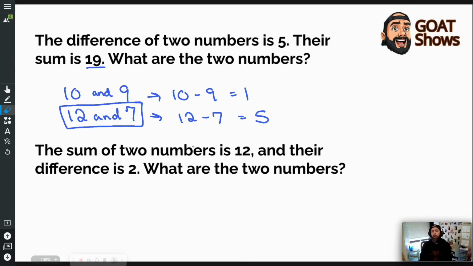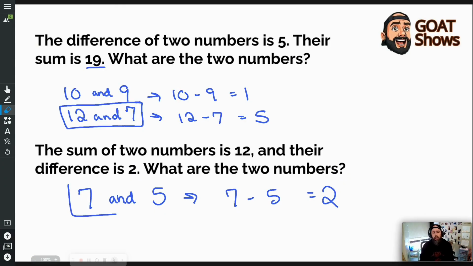The sum of two numbers is 12 and their difference is 2. So when I add these numbers up, I get 12, but when I subtract them, I get 2. So think of two numbers that add up to 12 first. And these numbers are friendly enough that I could try to think of two numbers that subtract out to 2. So how about 7 and 5? All right, so 7 and 5 add up to 12. 7 minus 5 is 2. So 7 and 5 will do the job.